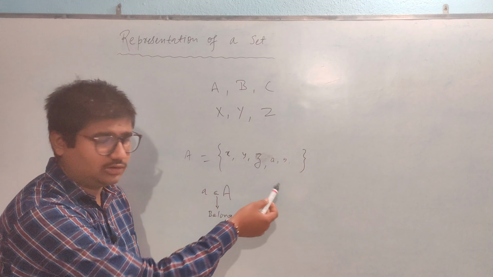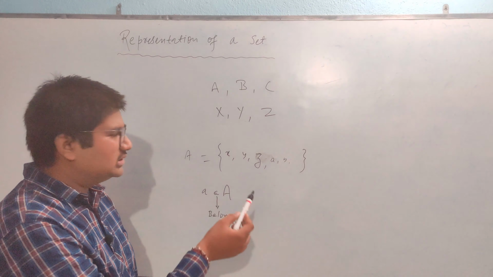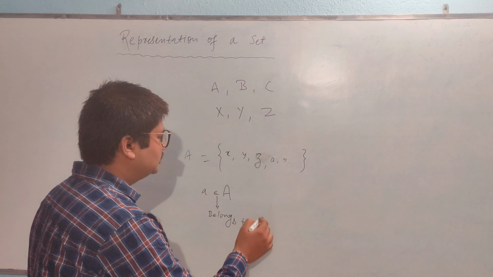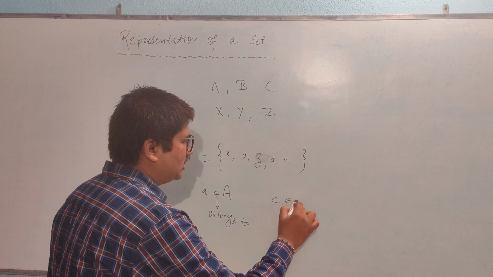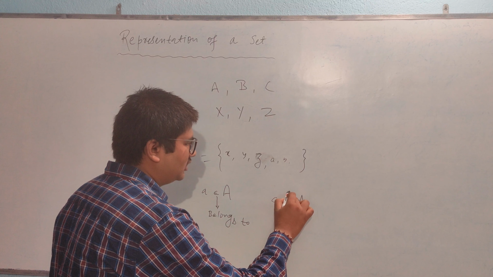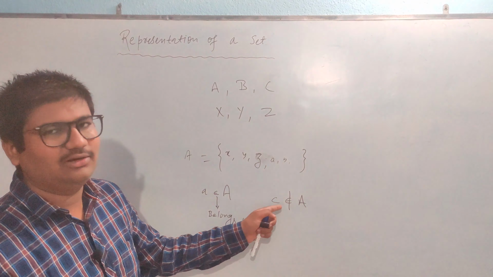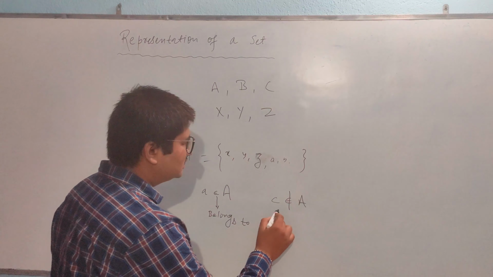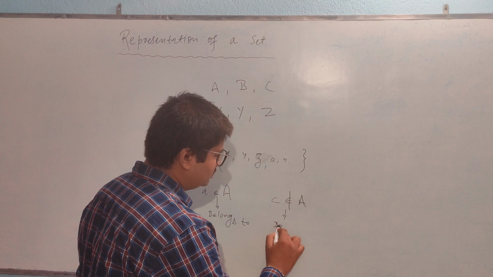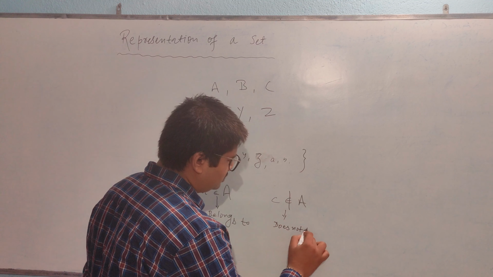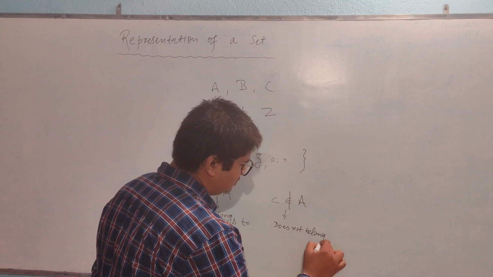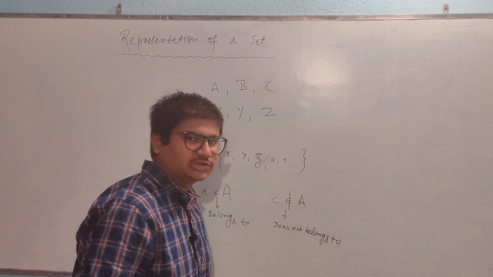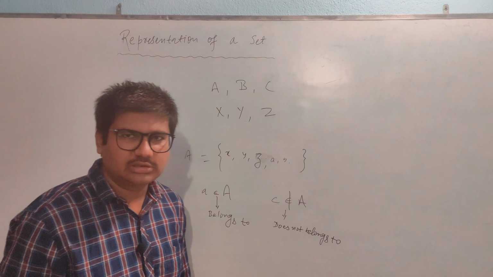And suppose someone says c is an element of this set. Is c an element? No. So c is not an element of this set. So c does not belong to A. We have just put a line on epsilon, and this means does not belong to. Okay, students, clear?